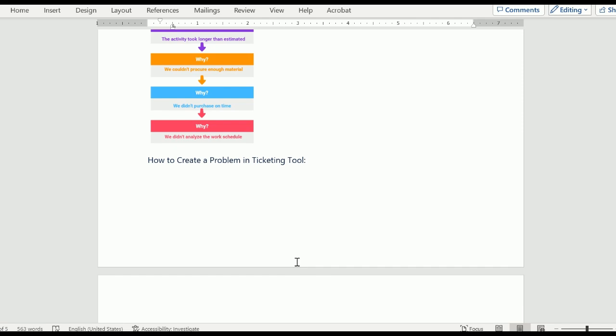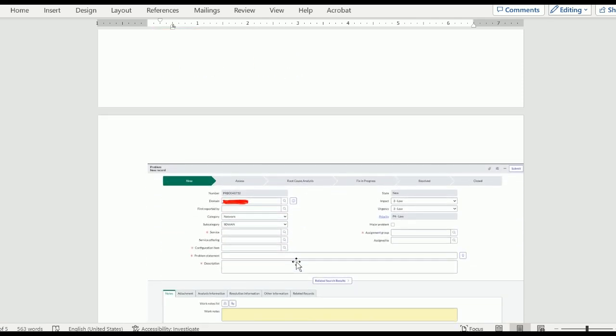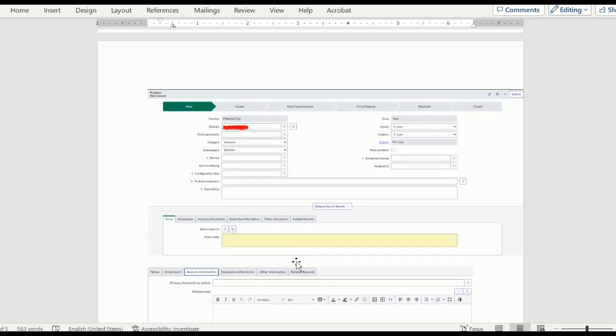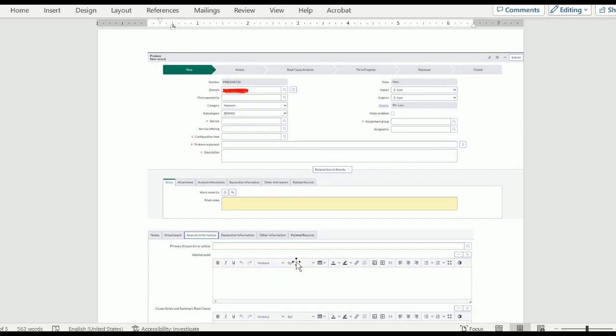So finally, how to create a problem in the ticketing tool. As I said, many organizations are using ServiceNow, and many ticketing tools are there. So let me show you how to create a ticket in ServiceNow. If you go to ServiceNow and open problem management, you will get the home screen like this. Here you can see the number, and here you can see the domain. In the domain, you can add your company alias name or anything, and then category and subcategory.